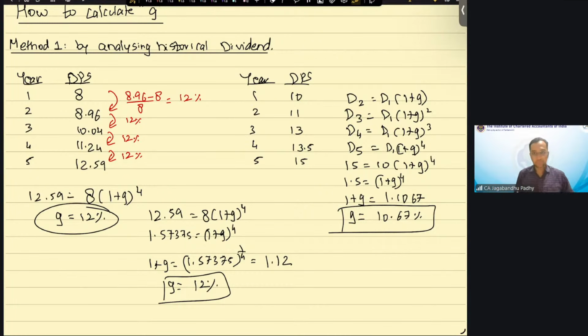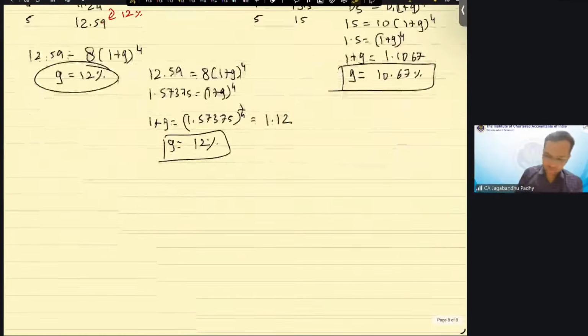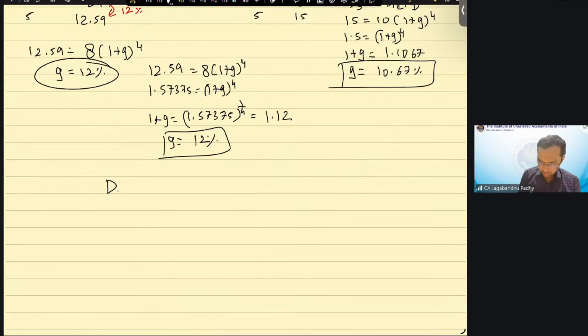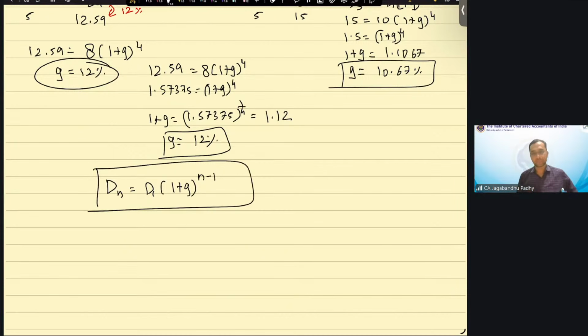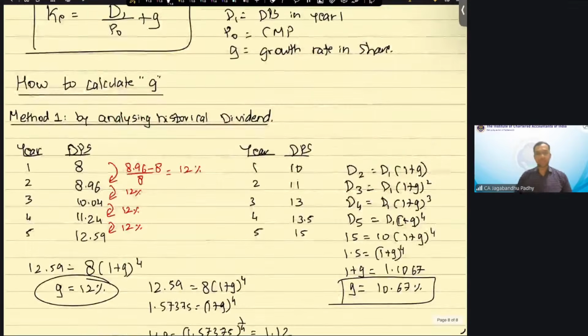Okay, got it? So we can use this formula as a standard: Dn is equal to D1 into 1 plus g raised to n minus 1. Simple. From this, you can definitely calculate the growth rate. So this is the first method, wherein you calculate the growth rate by historical dividend analysis.